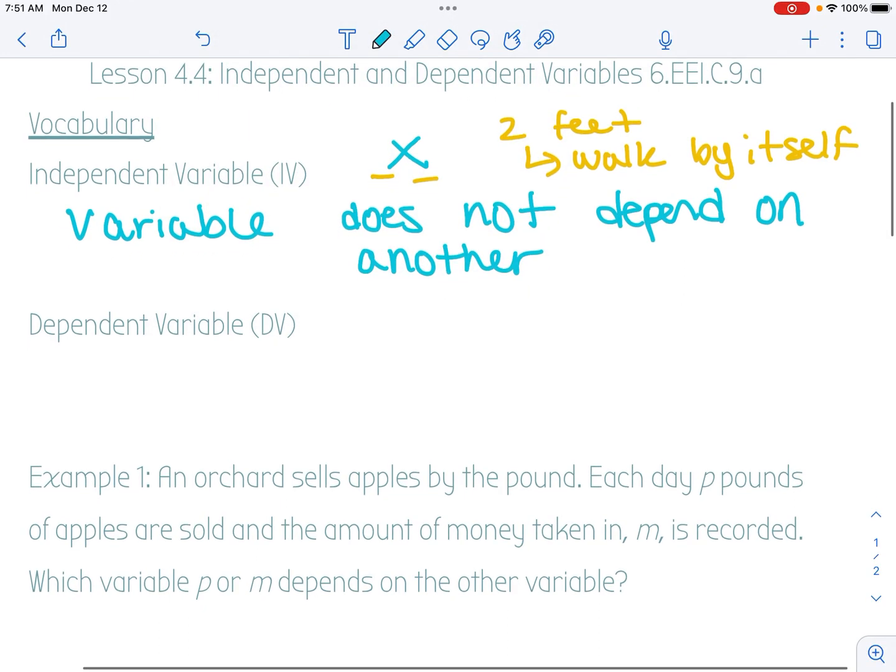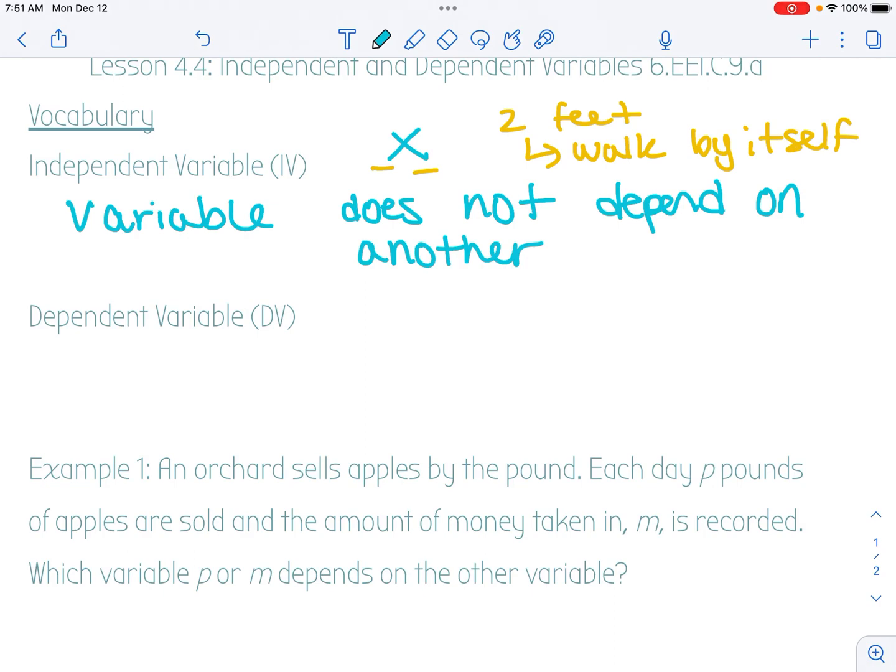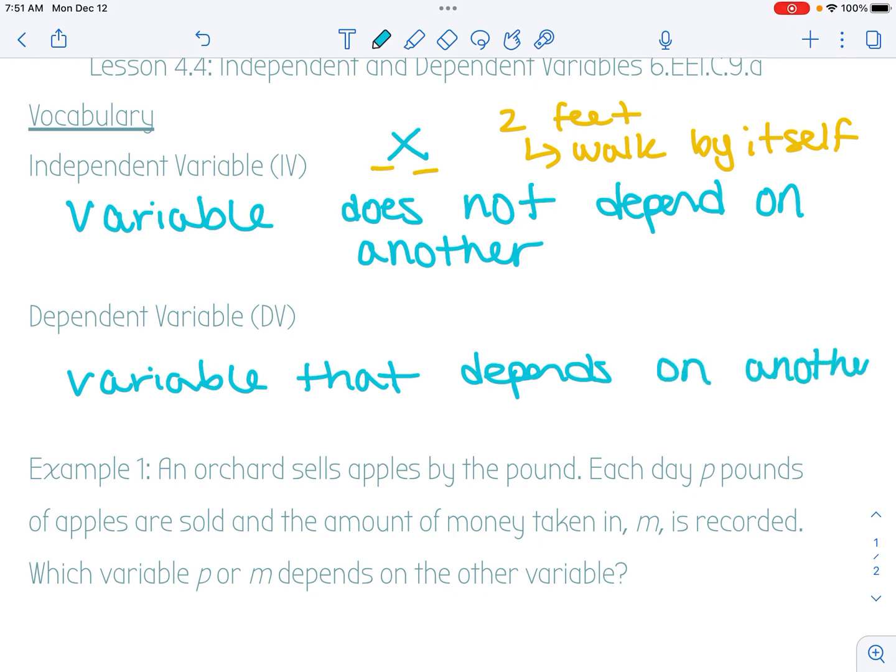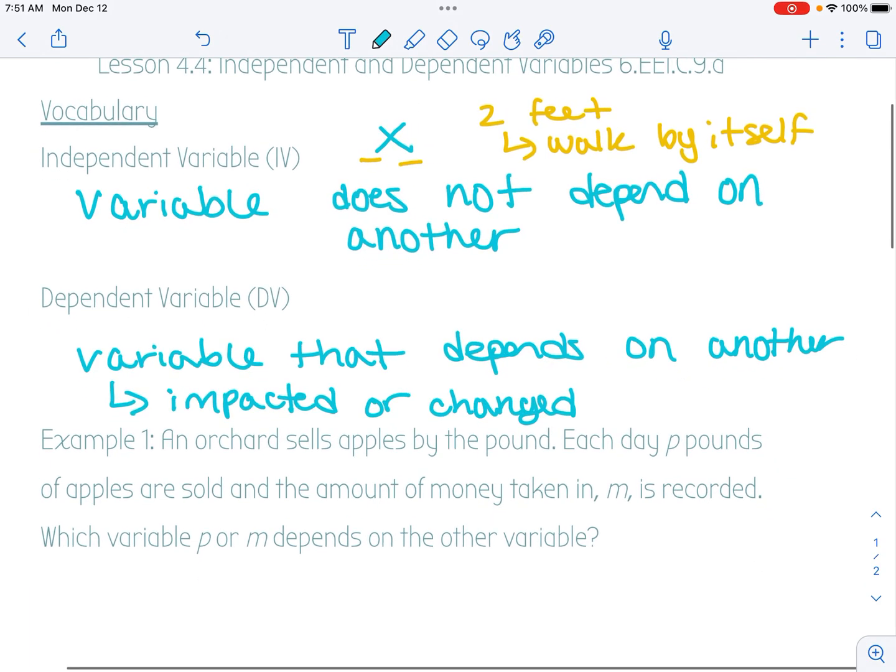And then the other variable that we are going to be talking about is dependent variable. A dependent variable is a variable that depends on another, meaning that it is impacted or changed depending on the other variable. And the letter that we use for dependent variable is Y. I like to envision Y as having 1 foot, so it is dependent on X because it cannot walk by itself.